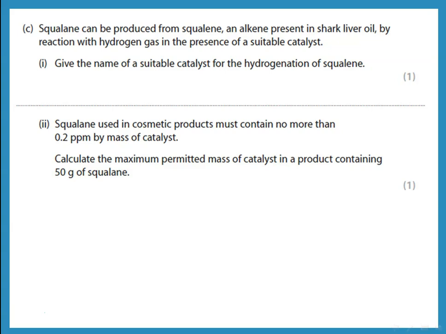Okay, here he's saying squalane can be produced from squalene, an alkene, by reaction with hydrogen. So he's talking about the reaction of an alkene with hydrogen gas. Give the name of a suitable catalyst. Remember that to add hydrogen to alkenes, we can use nickel as a catalyst, or platinum would also be a correct answer.